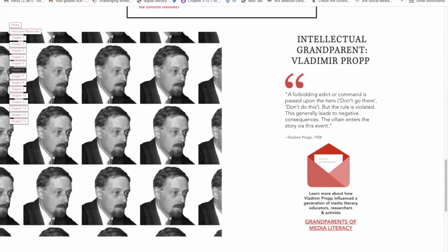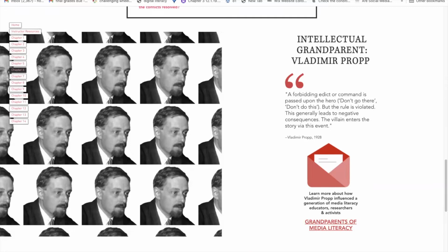A forbidding edict or command is passed upon the hero. Don't go there. Don't do this. But the rule is violated. And this usually leads to negative consequences. The villain enters the story via this event.